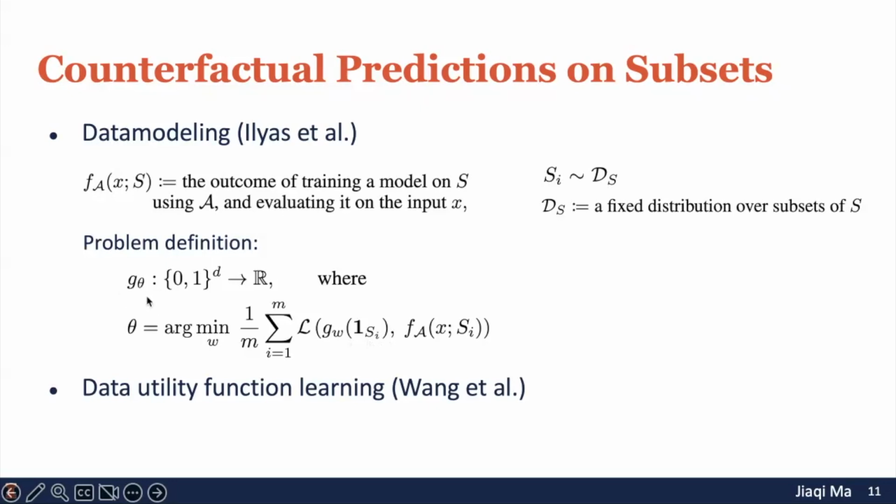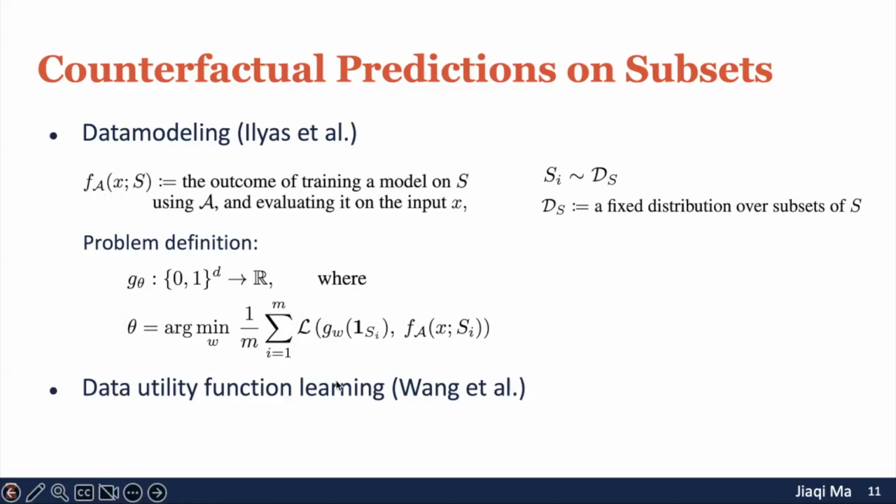And the function G could also be parameterized by some parameter theta. And we assume that we have access to models trained on some data subsets coming from a distribution D_S. So G could be learned from the pairs of S_i and the target function evaluated at S_i. So here we are sampling M such subsets, and then we can minimize some loss function between these two to learn the parameter theta of G.